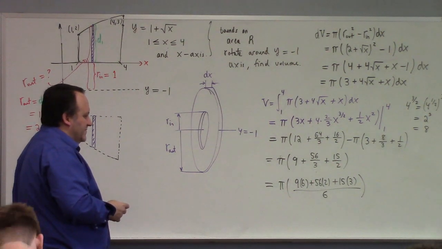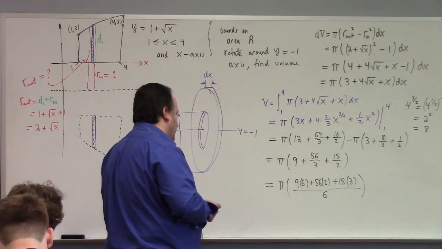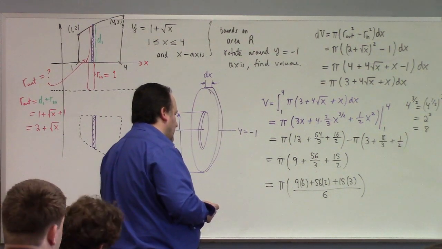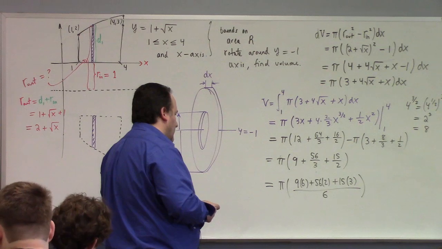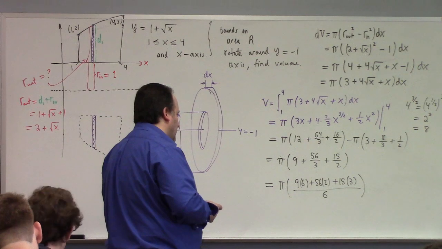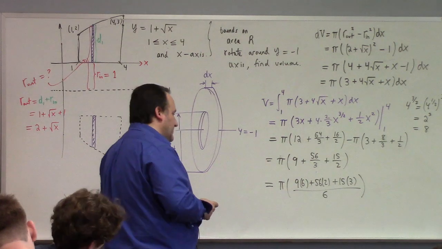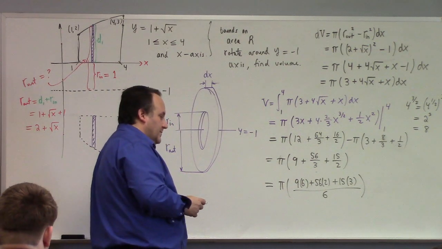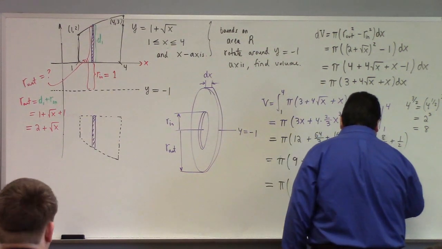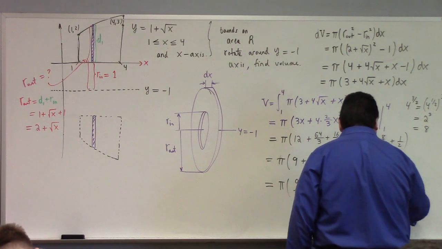Still got 45 though. 54. What's that? 211? Divided by 6? Does it simplify? So 211 pi divided by 6. There you go.